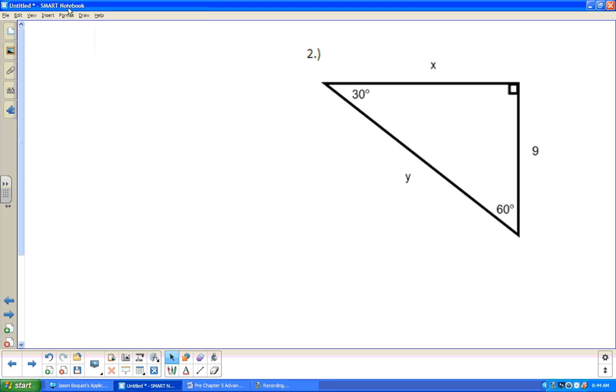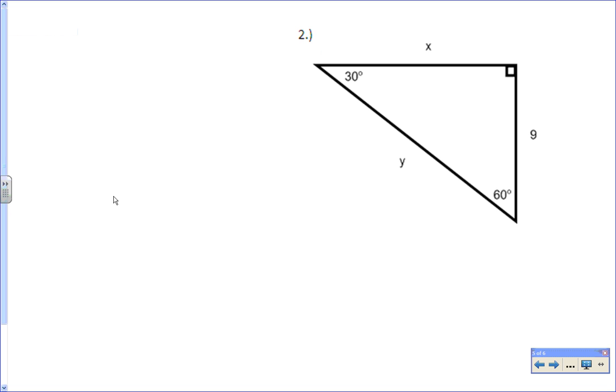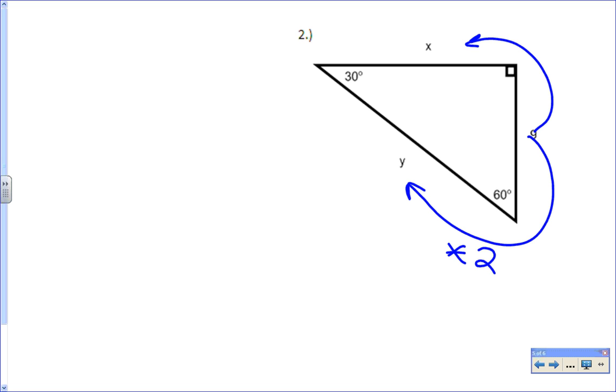Looks as though everybody had a chance to attempt those, so let's see how we did. So here we've got across from 30, and I'll be honest with you, that's probably the best one to know because you can get there very quickly. And so here's 9, so I've got to get there. And y should be the biggest, right? It's the hypotenuse. And so that's where you multiply by 2, so that's 18. And this we've got to make bigger, by square root of 3. So 9 square root of 3.